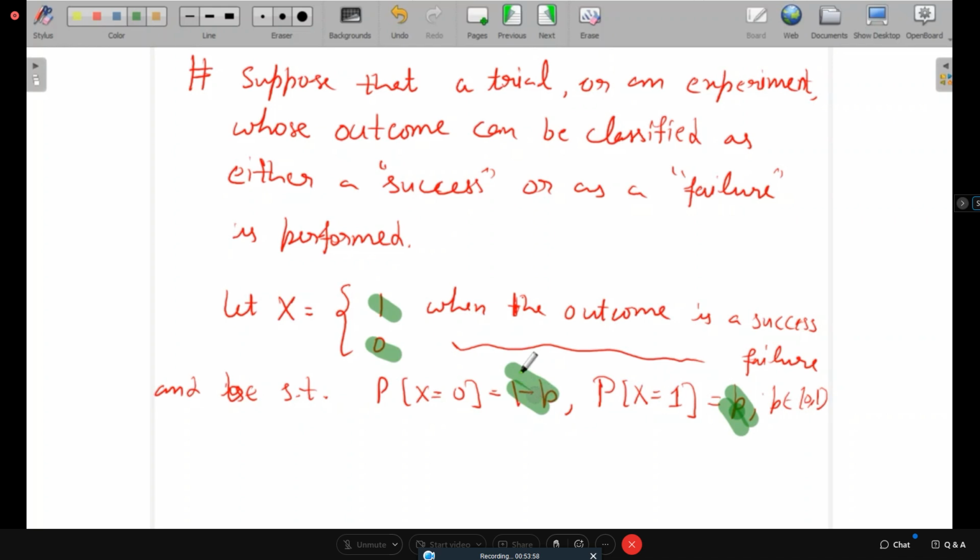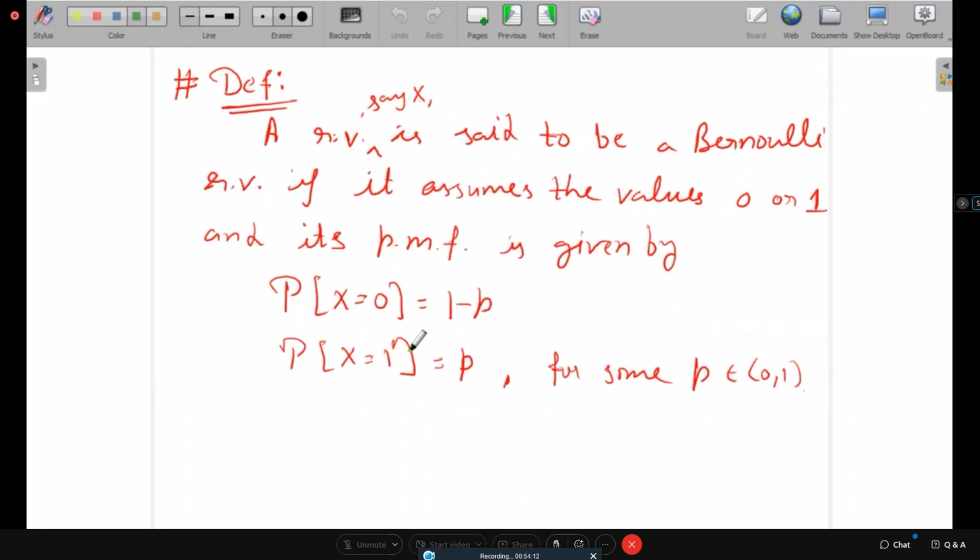Okay, so this denotes the PMF of a Bernoulli random variable, because X assumes either of the values 1 or 0 with probability p and 1 minus p respectively. This is the definition, a very clear-cut definition: a random variable X is said to be a Bernoulli random variable if it assumes the value 0 or 1 and its PMF is given by the following. The probability of X equals 0 is 1 minus p and X equals 1 is p. So p denotes the probability of success.